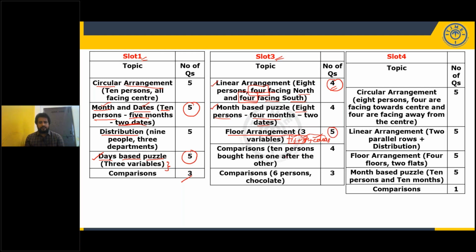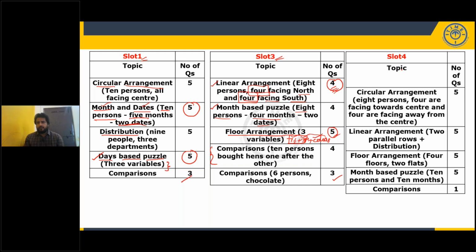Now comparisons, 10 persons bought hence one after the other. Yes, this model was present in previous year exams also. In 2019 also this kind of model was given, and in 2021 also this model was given. Not much surprise, a very easy set. Comparisons as usual, an easy set. So these two are slightly higher level of difficulty compared to the previous years.